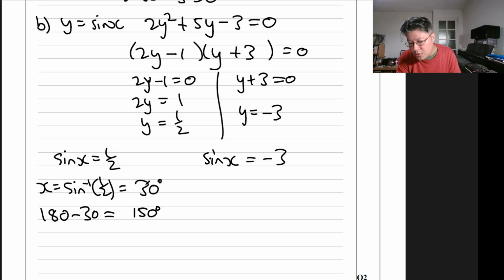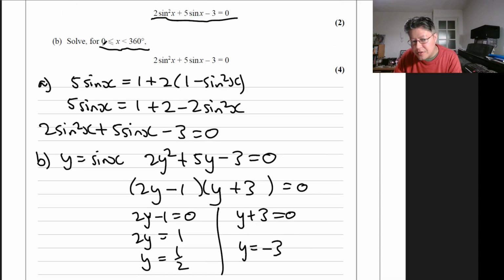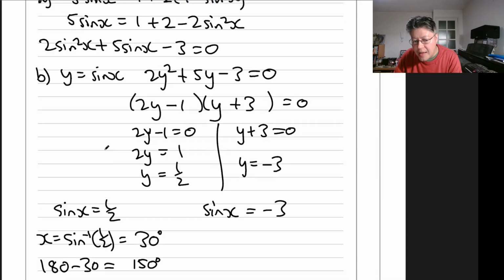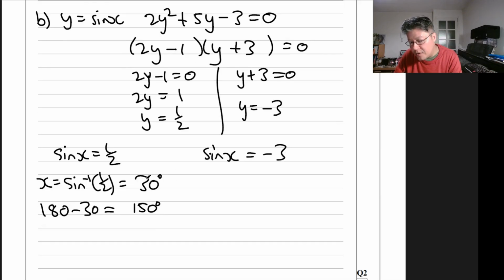And with these two, we can add or minus multiples of 360. But because the range is from 0 to 360, if we add or minus 360s, we're going to go out. So these are the only two solutions.